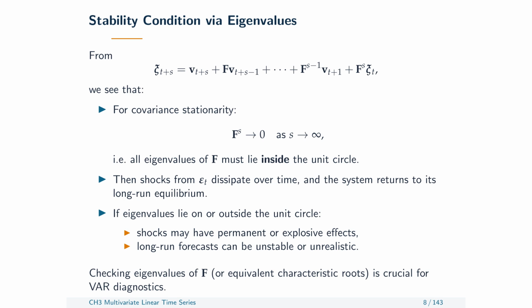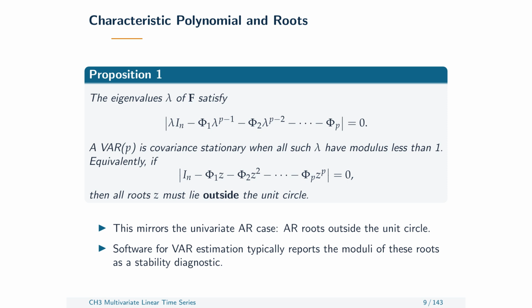The same condition can be stated with the determinant of the matrix lag polynomial. Its characteristic roots must lie outside the unit circle. Eigenvalues and polynomial roots are reciprocals under the usual convention, so software output must be read carefully. A root or eigenvalue exactly on the boundary signals non-stationarity rather than ordinary stable dynamics.